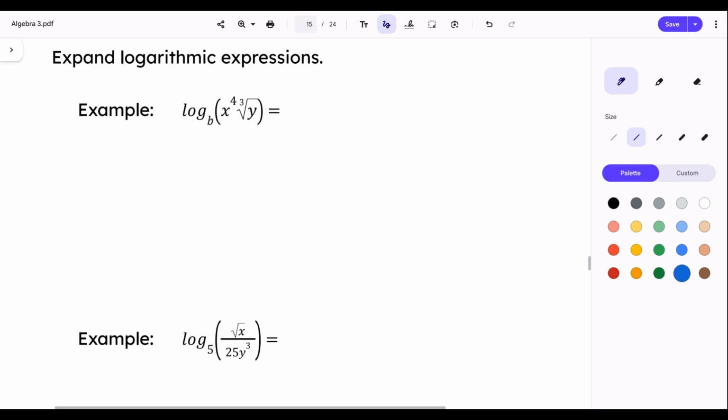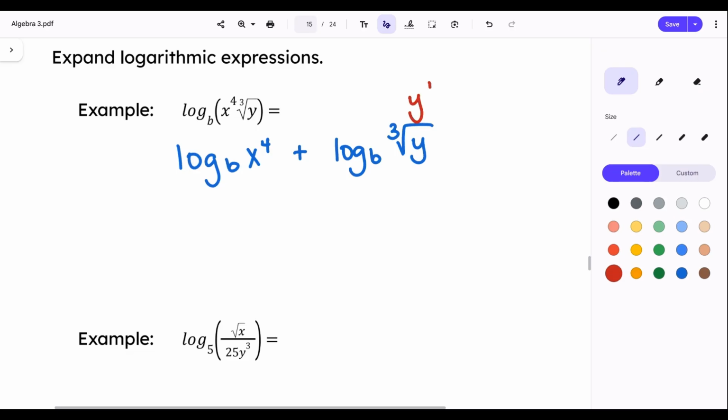So I'm going to rewrite this as log base b of x to the 4th plus log base b of the cube root of y. Okay. Now remember that this quantity here is the same thing as y to the 1/3 power. So I'm just going to rewrite that. Because I have exponents, I may want to move those exponents using the product rule, or I'm sorry, the power rule. I keep saying product, I mean to say power rule.